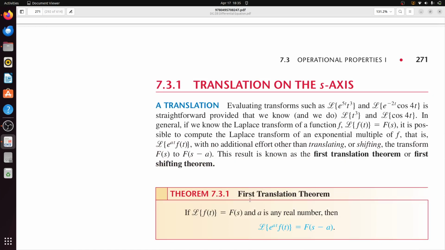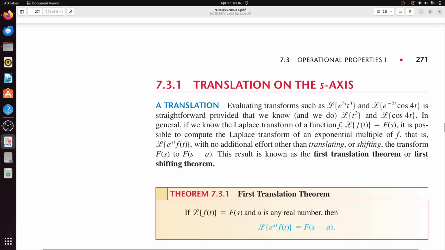So one of them is like this. Evaluate Laplace transformations of this type of functions, like e to the power 5t into t cube. You know the Laplace transformation of t cube. The Laplace transformation of t cube will be factorial 3 divided by s to the power 4, right?